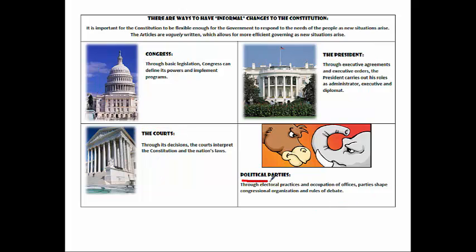Political parties have also played a big role in explaining how the government will operate, even though, fun fact, political parties are not mentioned at all in the United States Constitution. However, through electoral practices and the occupation of its offices, political parties have shaped congressional organization, they have shaped the rules of debate, they have shaped the way our legislature is organized, and the interactions between Congress and the President. All of these informal changes occur on a daily basis as, once again, the government attempts to be flexible enough to meet the needs of the people as situations arise.